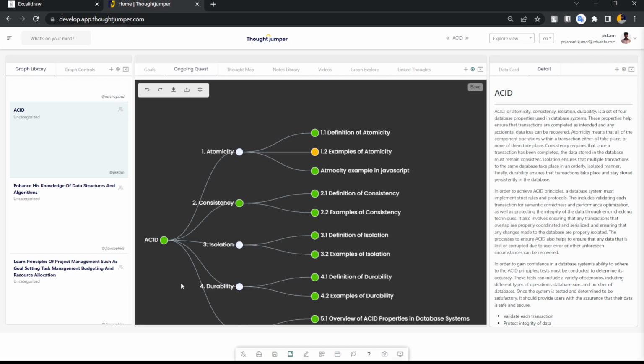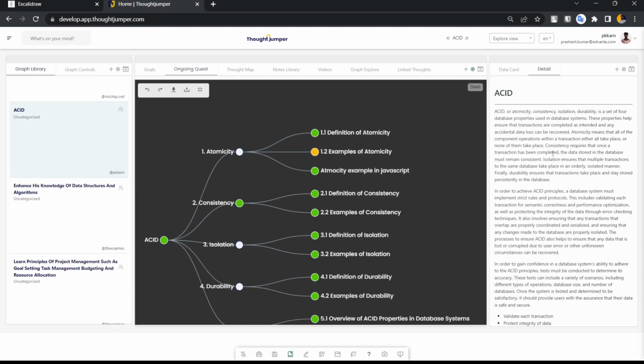So ACID stands for Atomicity, Consistency, Isolation, and Durability. As you can see here, this is the graph I'm using. I made this using this platform. ACID stands for Atomicity, Consistency, Isolation, and Durability, and these are the standards set for databases. It is there to ensure that your transactions are reliable and don't violate any rules that you have made for your database. So that's why it is used.